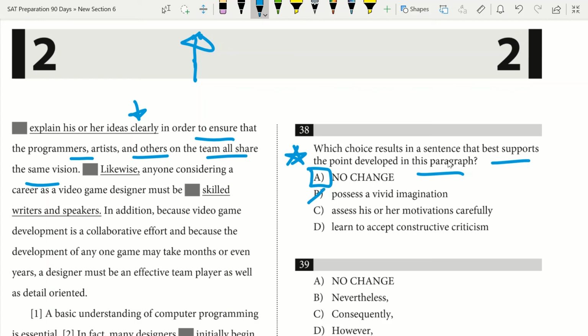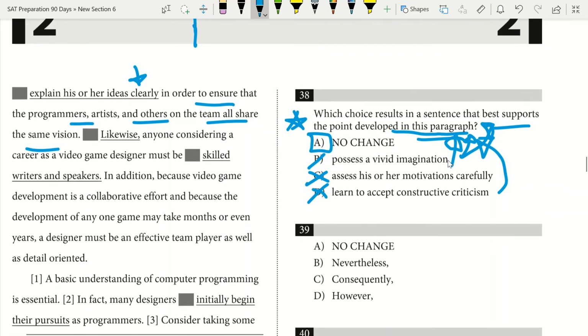We wouldn't say possess a vivid imagination because we don't talk about that. There is no point made about that earlier on in the paragraph like we talk about in our question. We're not assessing our motivations because once again, we don't talk about that in our upper part of this paragraph. And not learning to accept constructive criticism because once again, we're not talking about that earlier up on this paragraph. Okay, key part there is understanding we have to support that point developed in the paragraph. That gets us to answer A for number 38.